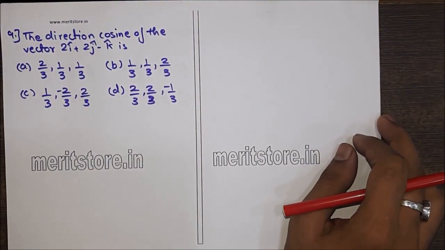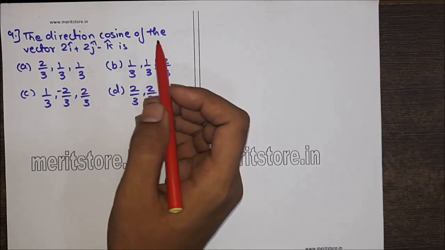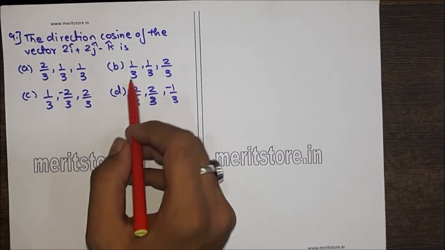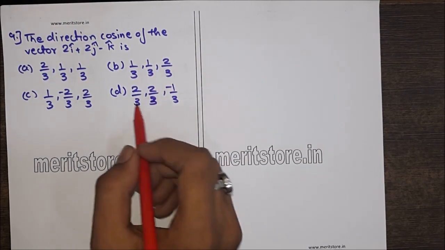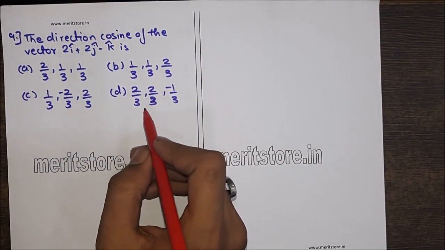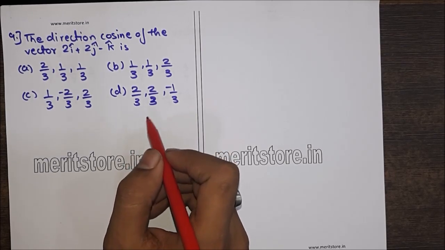The direction cosines of the vector 2i plus 2j minus k are: option A 2 by 3, 1 by 3, 1 by 3; option B 1 by 3, 1 by 3, 2 by 3; option C 1 by 3, minus 2 by 3, 2 by 3; option D 2 by 3, 2 by 3 and minus 1 by 3.